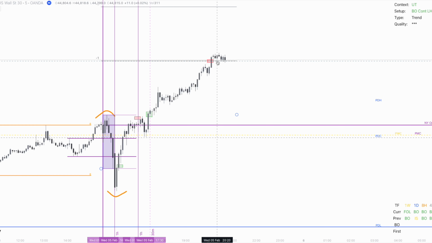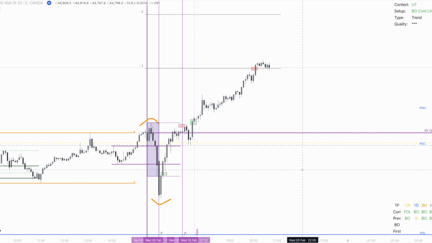I typically don't do that, but you see here nicely, opening box, fake out low, trade through the opening box, breakout, one full expansion, done. That's exactly how I think about the opening box, and this was an absolute textbook scenario.